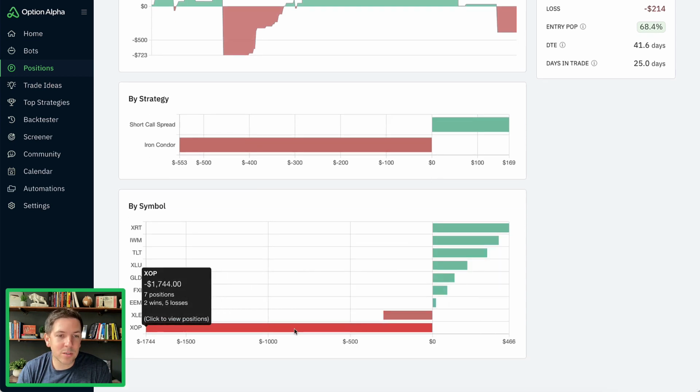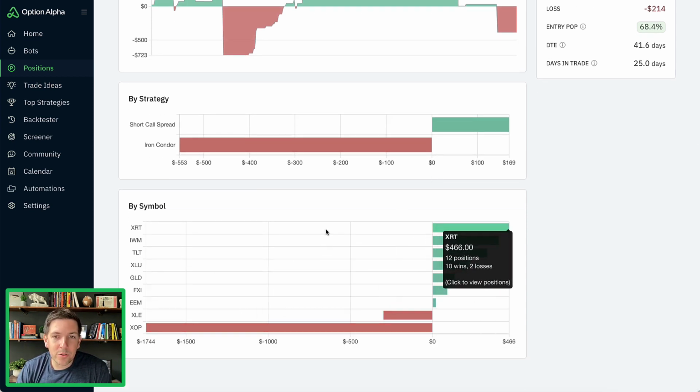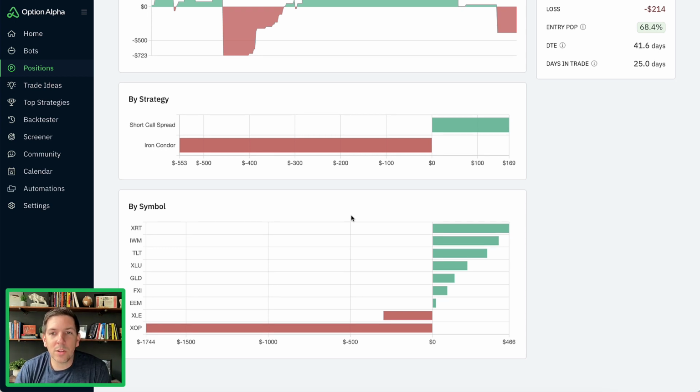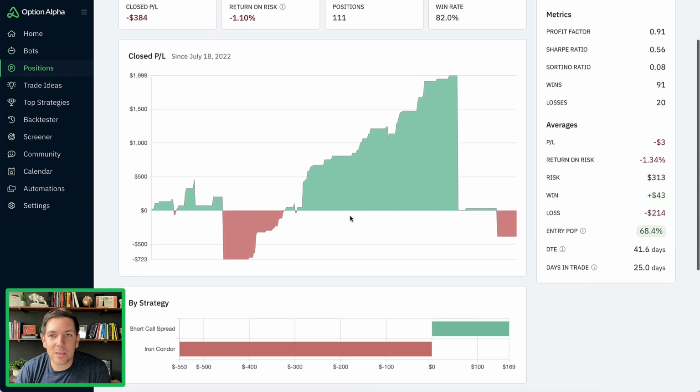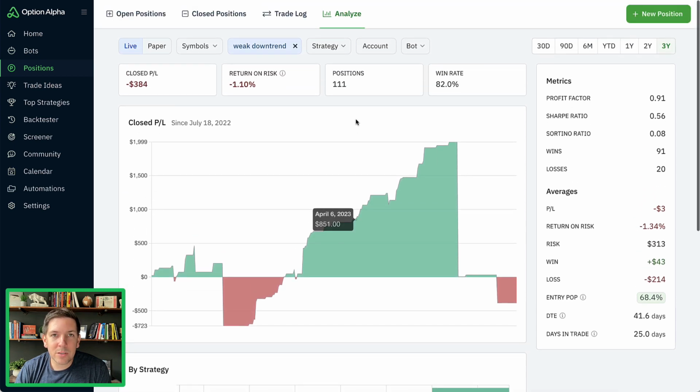XOP, again, was just an absolute turd for the portfolio, generally speaking. You remove XOP from the bunch, maybe it was totally different across the board, but it's very, very interesting to see how all of these played out. So again, weak downtrend, not so much of a contributor.